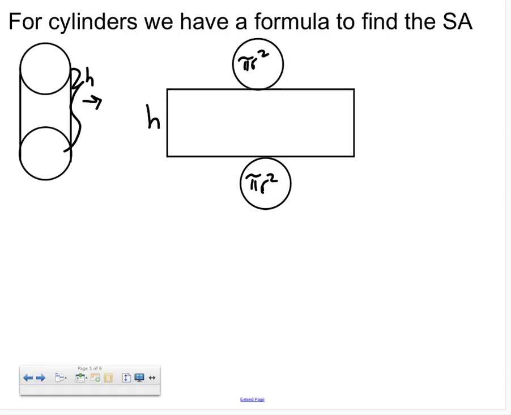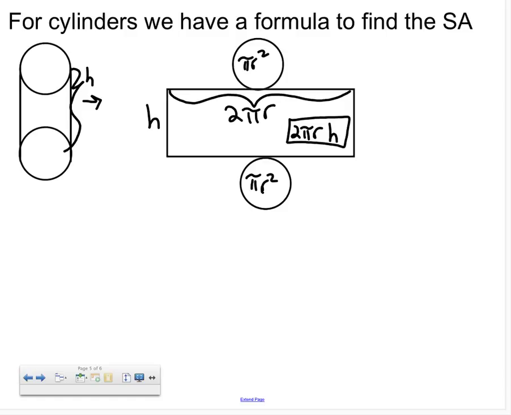And the other part of the rectangle is actually just the circumference of the circle. So this part right here, the part that wraps around the circle, has a length equal to the circumference of the top circle or the bottom circle. They're both the same, so it doesn't matter which one you choose. So this one's actually 2 pi r units long. So the area of this rectangle here is length times width. 2 pi r, h. 2 pi r times h.